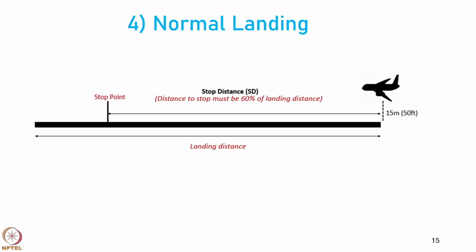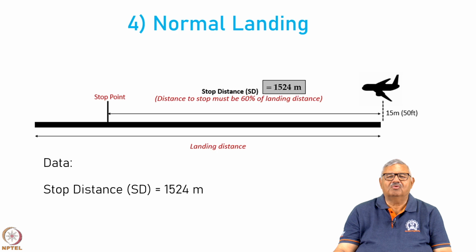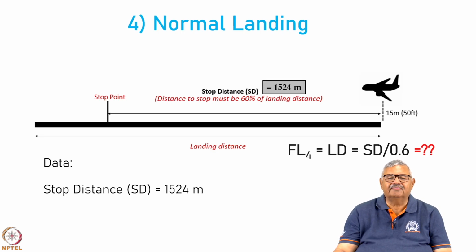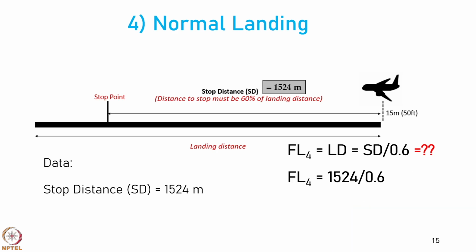And finally, normal landing is shown in the data as 1524 meters. So, therefore, the field length FL4 is going to be the landing distance, which is equal to the stopping distance divided by 0.6. Please calculate the value of this parameter. You will be able to appreciate these things better if you do the calculations yourself and not just look at the screen. So, this is a good time to pause the video and take out your notebooks and do the calculations. The value of SD is given as 1524, therefore, FL4 is going to be 1524 upon 0.6, which turns out to be 2540 meters.